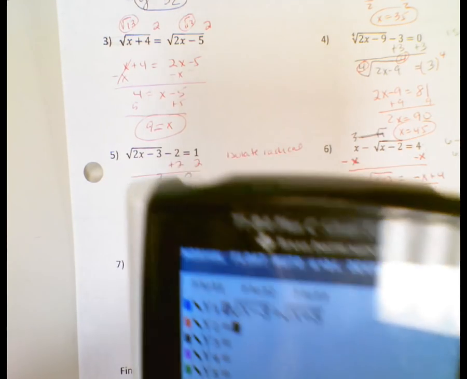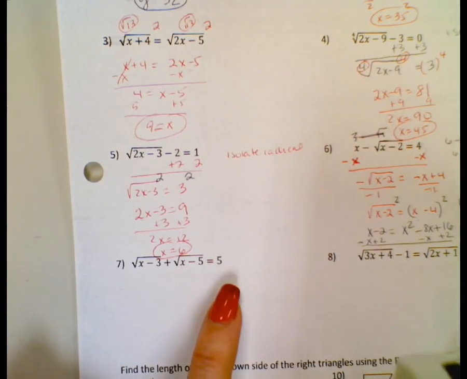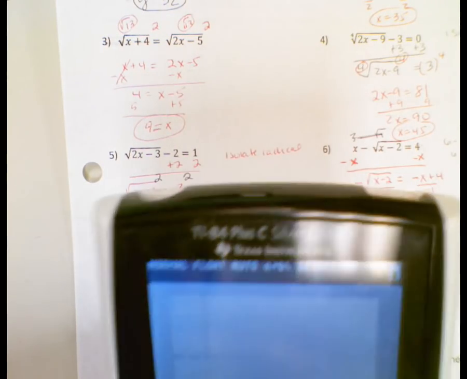Now under y2, we're going to type in 5, because that's what it equals, 5. We're going to press graph.